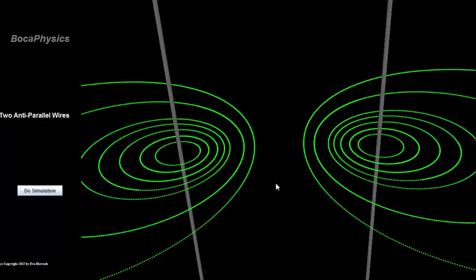Let's assume that the current in the left-hand wire flows up and the current in the right-hand wire flows down. On the midplane, the magnetic field has only one component, and that component points into the screen.